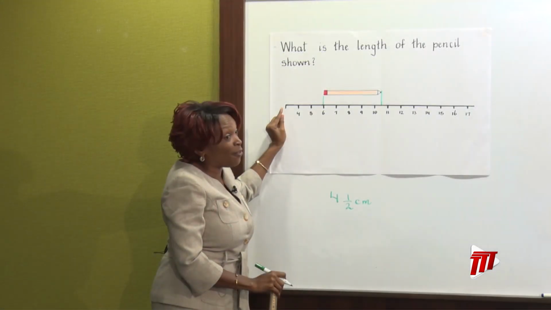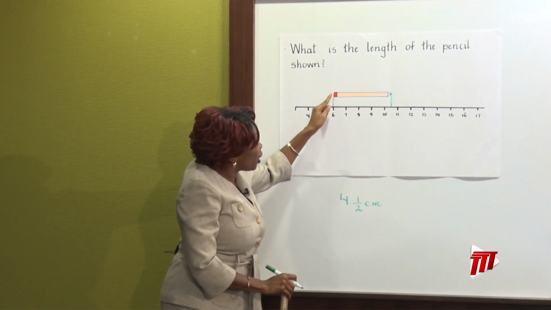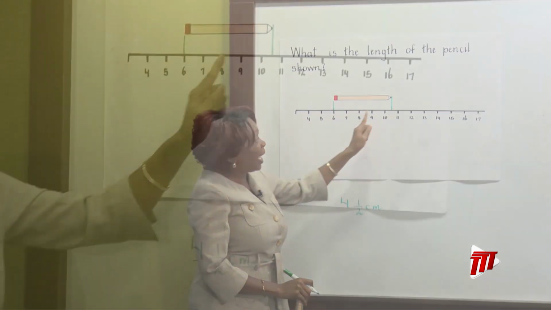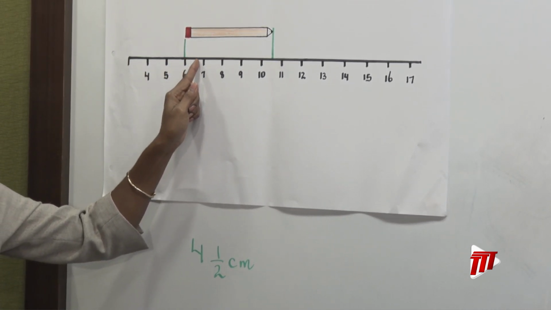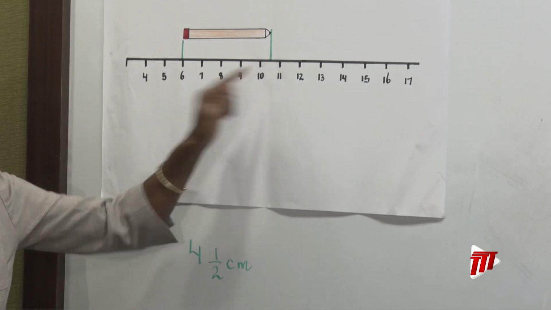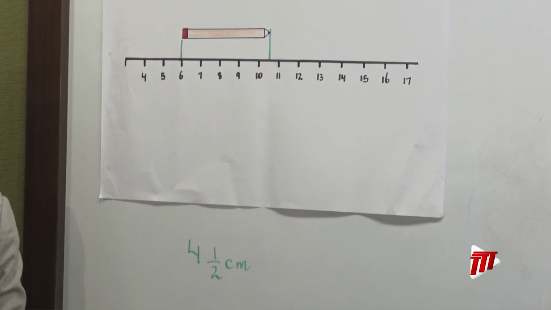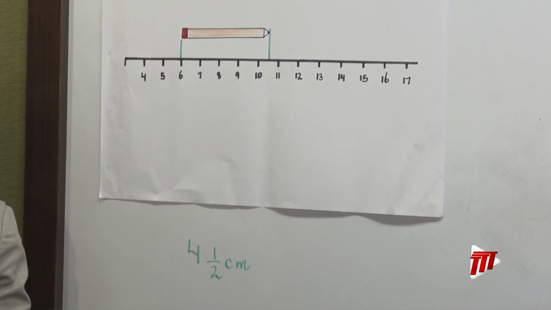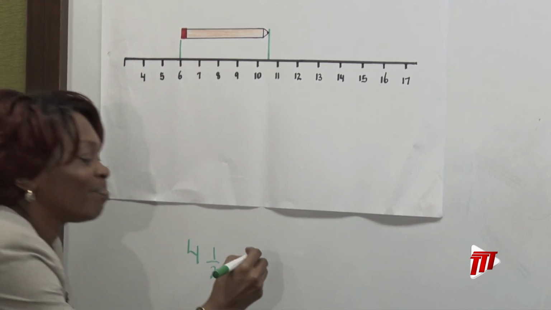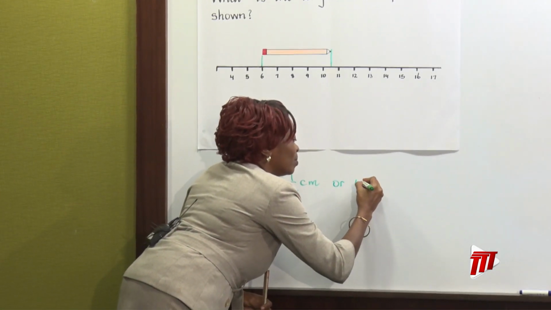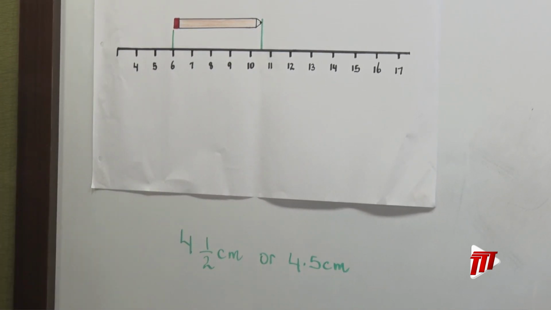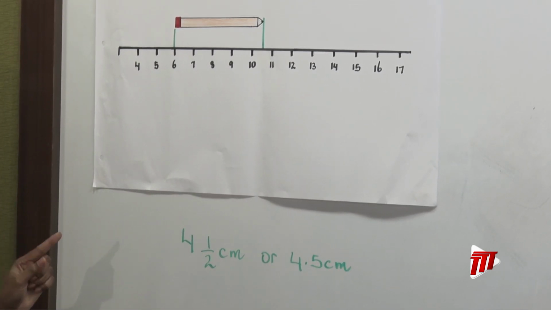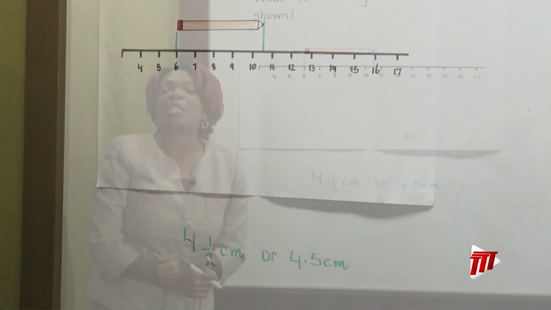Remember, you're not starting from zero. Look at where your starting point is. Look at where your ending point is. And remember to measure going straight across the ruler here. Are you seeing it? Some people may say this another way. Instead of saying 4 and a half centimeters, we can say 4.5 centimeters, because 1/2 is also equal to 0.5.